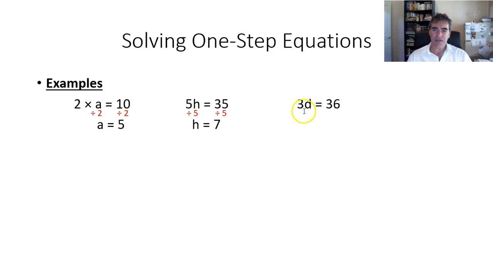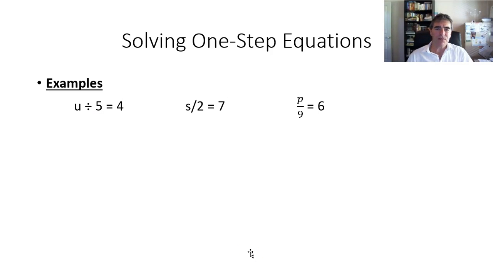And the same with this one. No sign in between, so it means multiplication. 3 lots of D equals 36. The inverse of multiplying by 3 is to divide both sides by 3. The 3's here will cancel and just leave me with the 1D, which is just D. And 36 divided by 3 is 12. So we get D equals 12. So again, replace it back up here to check. 3 lots of 12 is 36. Yes, that's what I want, so I know that the answer there is correct.